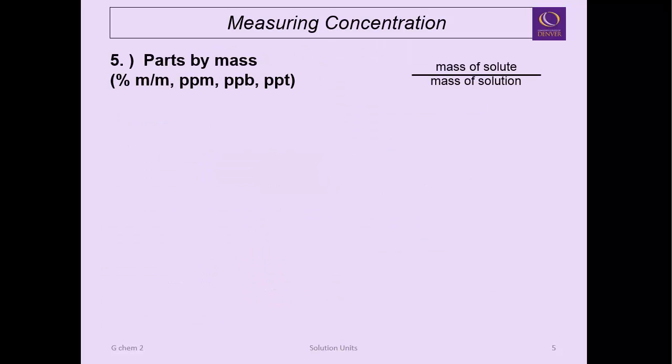Another important measure is where you compare the mass of solute to the mass of solution. And once again, this is the total solution, not just the amount of solvent you've added. So the units for parts per mass could include percent mass divided by mass, which really is parts per 100, ppm, which represents parts per million, ppb, which represents parts per billion, and ppt, which represents parts per trillion.